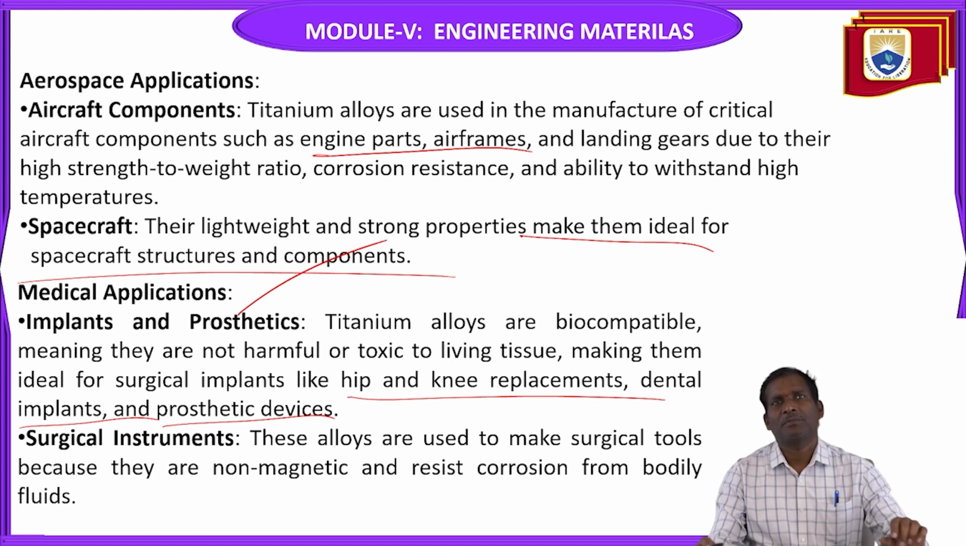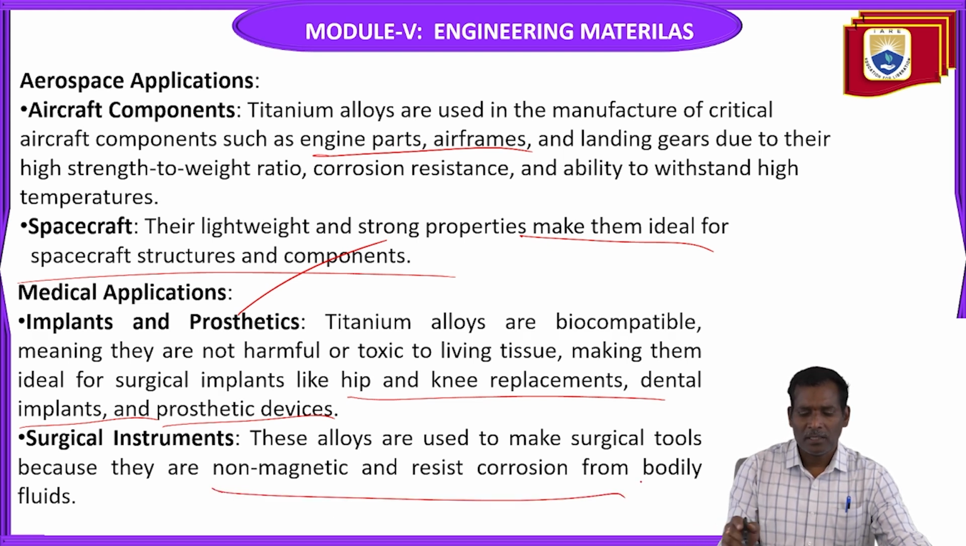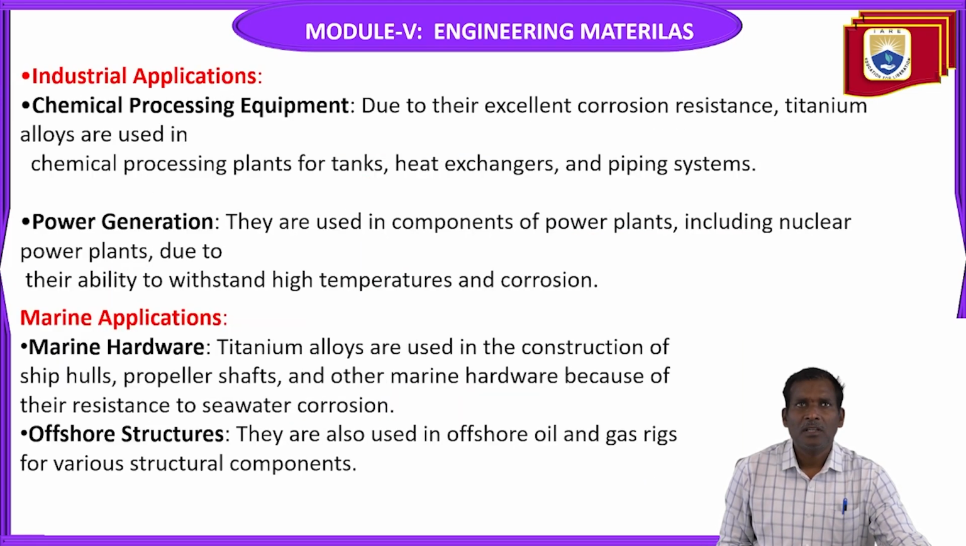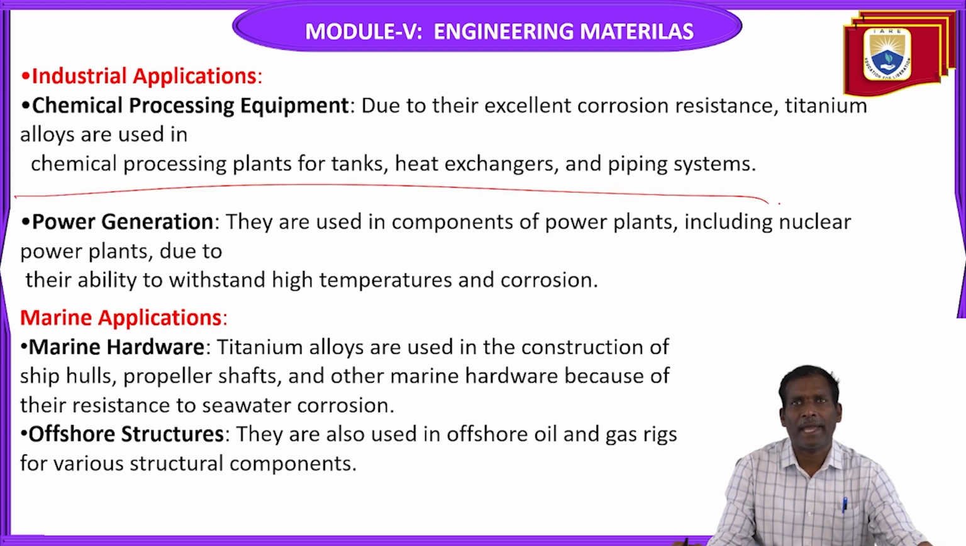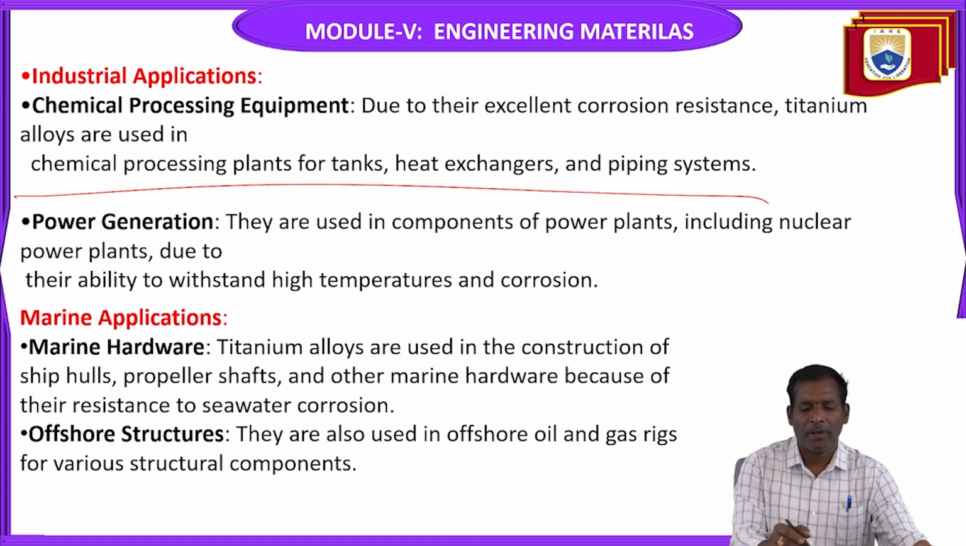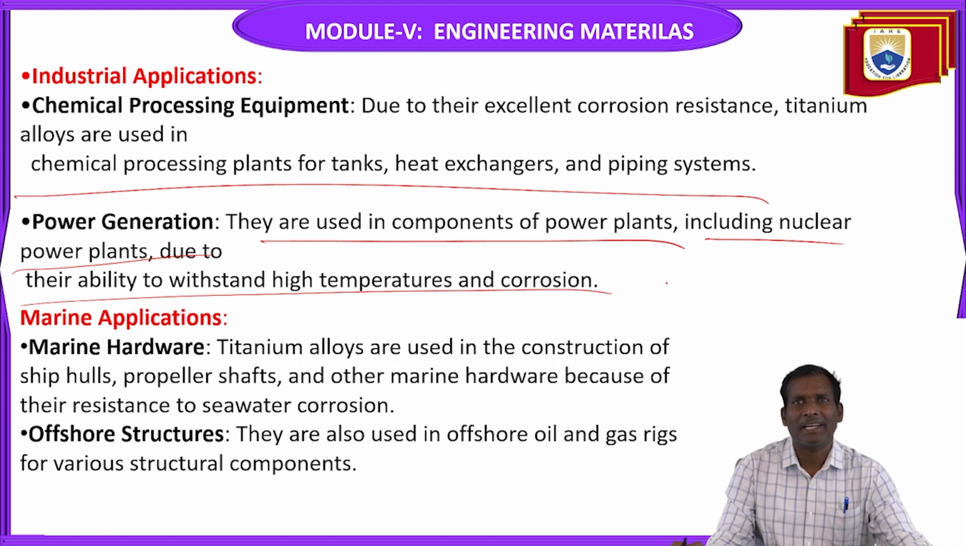Similarly, surgical instruments. These alloys are used to make surgical tools because they are non-magnetic and resist corrosion from bodily fluids. Next, industrial applications. Chemical processing equipment: due to their excellent corrosion resistance, titanium alloys are used in chemical processing plants for tanks, heat exchangers, and piping systems. Power generation: they are used in components of power plants, including nuclear power plants, due to their ability to withstand high temperature and corrosion.